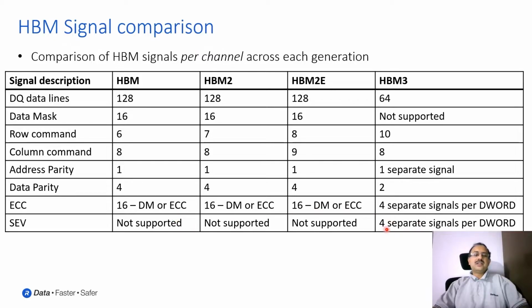This has been introduced in HBM3 to kind of indicate what type of error has been corrected or what type of error has been detected. So these are the differences in the signals that are seen from generation to generation.